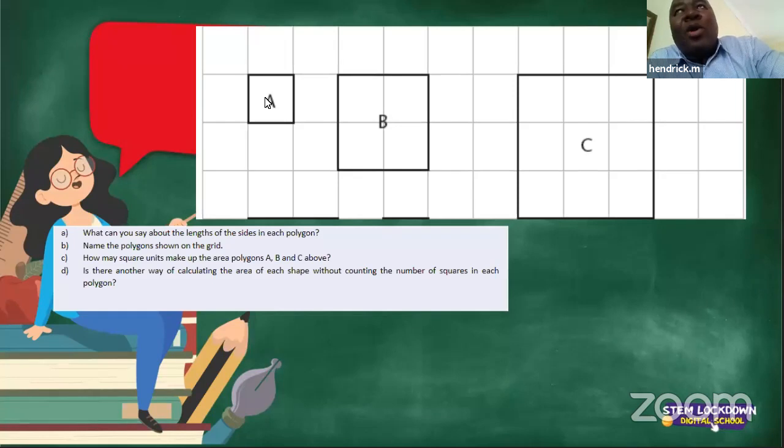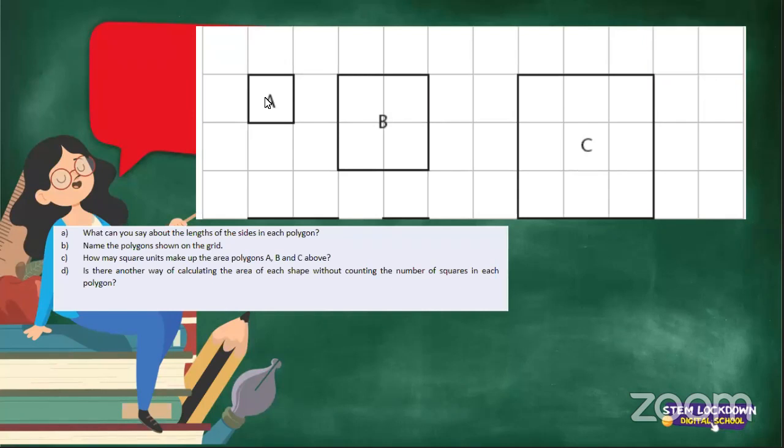And remember, let me correct something. Length times breadth is actually the area of a rectangle and not a square. The area of a square will be length times length, or you can say side times side, which is side squared. And can you go to B? What is the area of B?